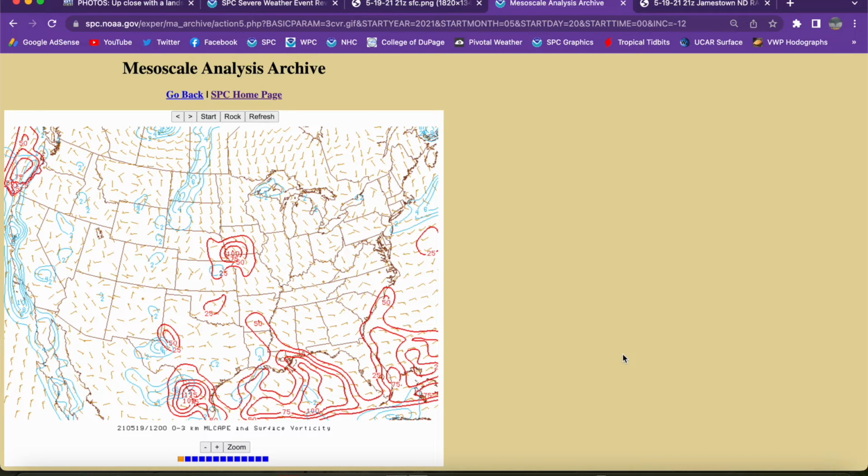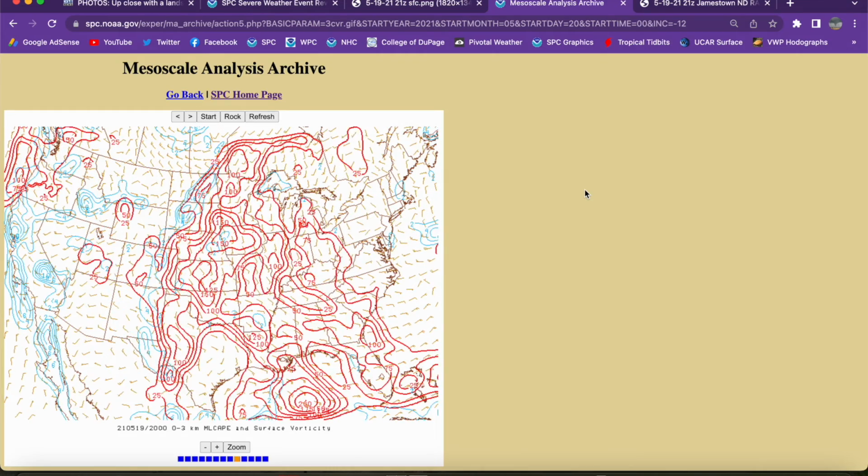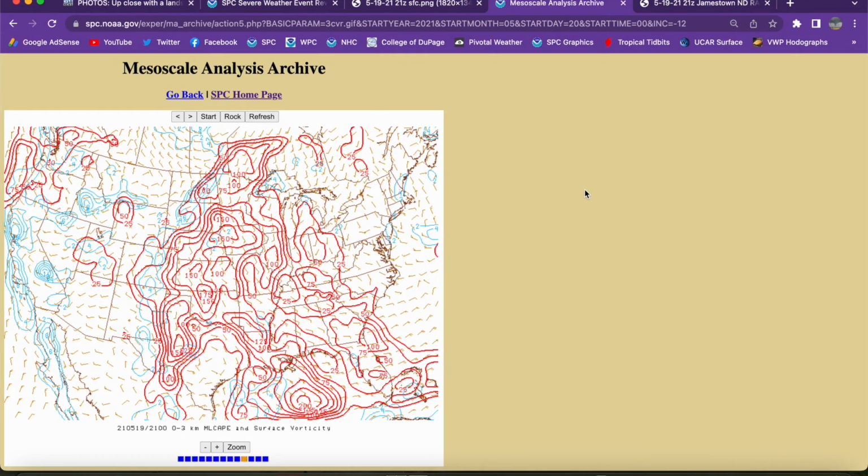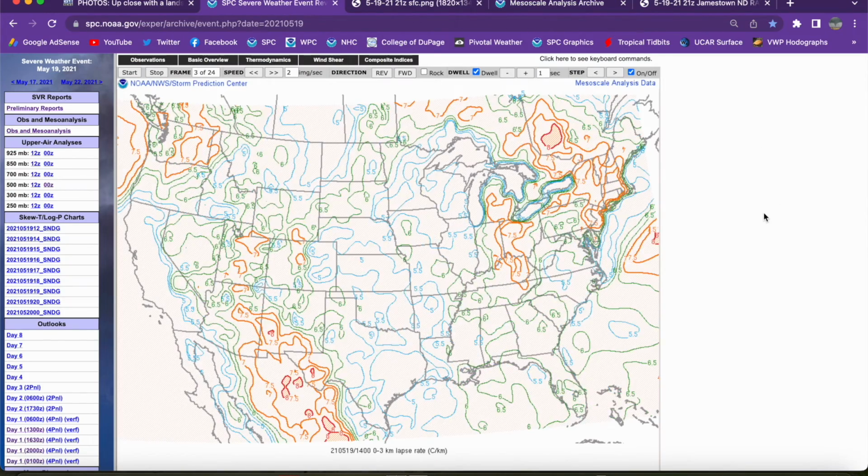We'll start off with 0 to 3 kilometer CAPE and surface vorticity. You can see a lot of surface vorticity already pooled along that frontal zone on the morning of May 19th. This is at 12Z, and as we go through the afternoon, that maintains itself. And we also build a nice pool of low-level instability along the boundary, about 75 to 100 joules per kilogram of 0 to 3 kilometer CAPE, co-located with that spin, that vorticity along the boundary. So that is always a plus for landspout tornadoes. Low-level lapse rates were also on the high side as well.